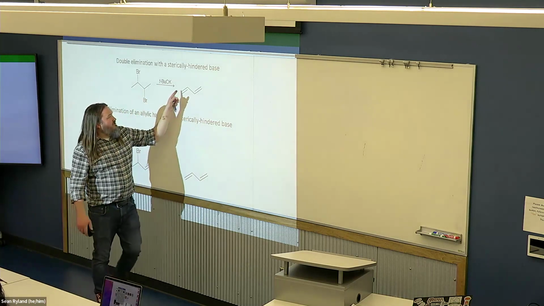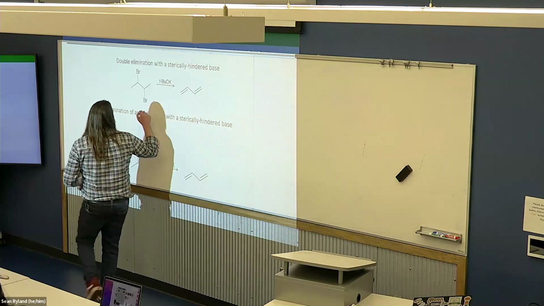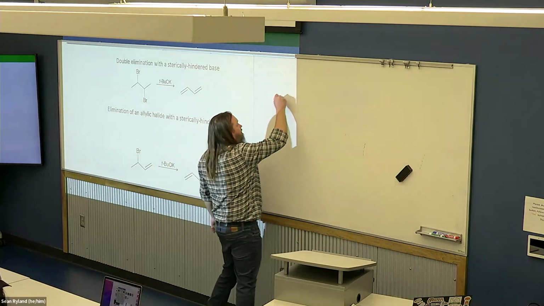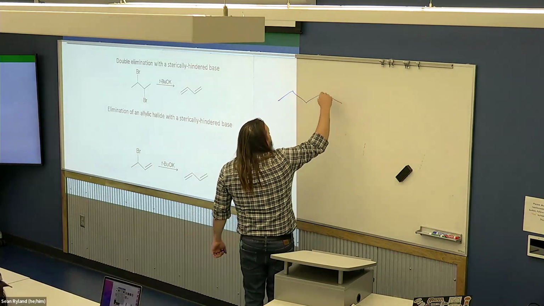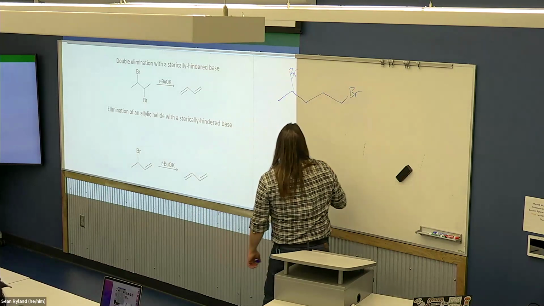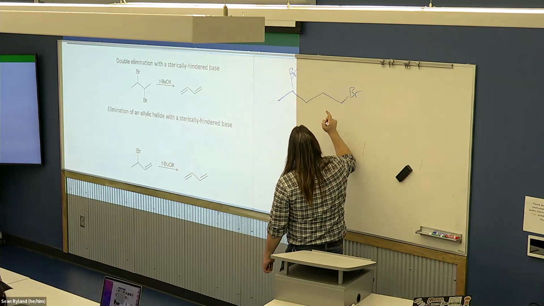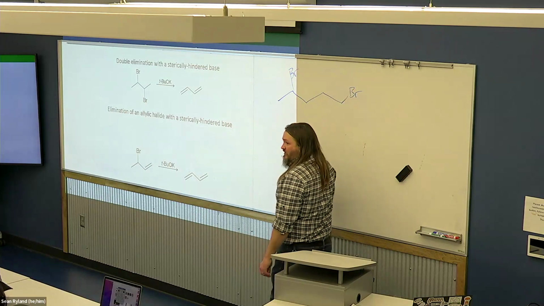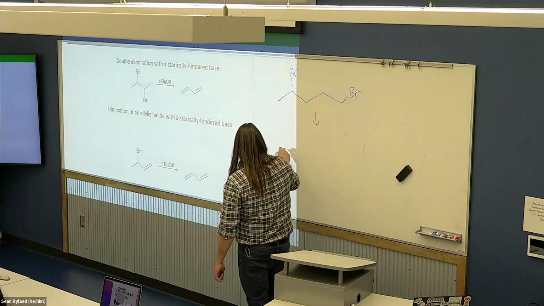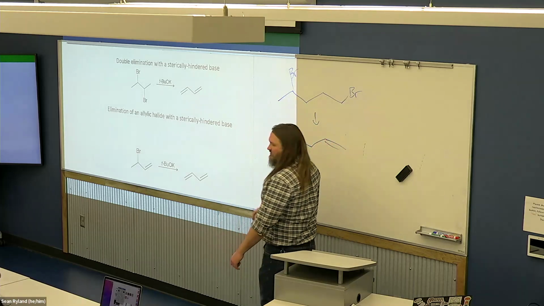Even if there were some more carbons on either side, it'll still favor making the conjugated example. So for instance, if we had this molecule, these two bromines aren't quite as far apart. And we would think, okay, sterically hindered base, that favors making the Hofmann product, right? So if we didn't consider resonance, we might expect our product to look like that.